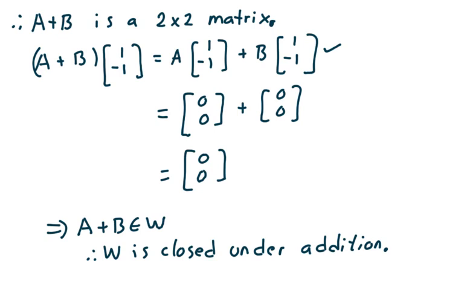But this is equal to the column vector 0, 0, plus the column vector 0, 0, since A and B belong to W. But this is equal to the column vector 0, 0. And so therefore, A plus B belongs to W, and therefore W is closed under addition.